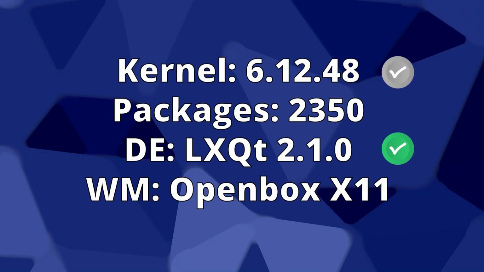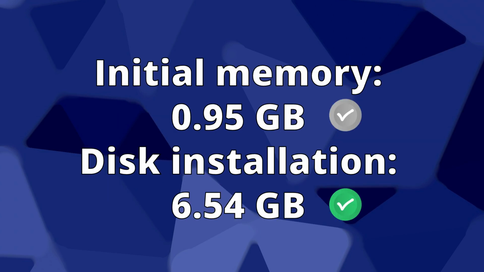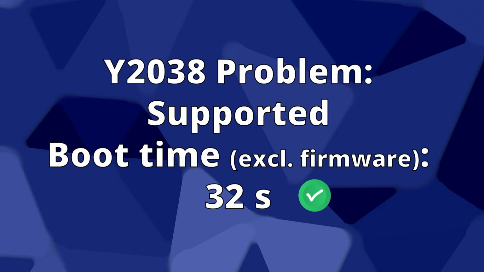Sparky Linux uses the Debian 13 kernel version. It installed 2,350 packages. It uses a recent version of LXQt as the desktop environment and OpenBox as the window manager. The initial memory consumption was 0.95 GB, which is an average value. As for disk installation, it took up 6.5 GB, which is an appropriate amount of space.